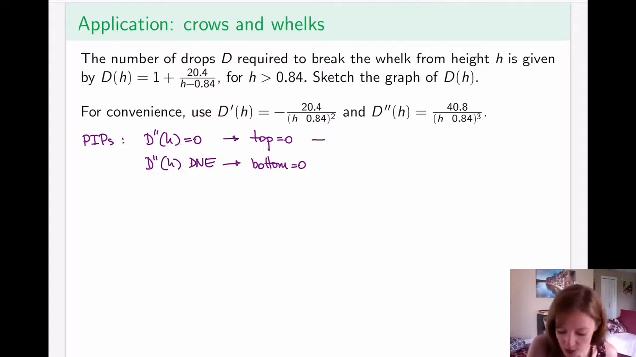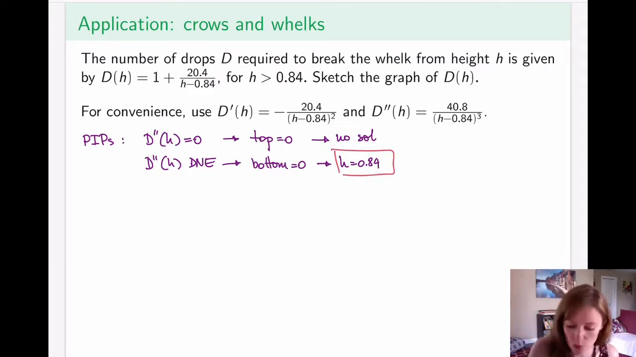So the top is 0. Well, the top in this case is 40.8. That's never 0, so this produces no solutions. And the bottom is 0, once again, at the value of 0.84. Okay, so in this case, this is my only potential inflection point.